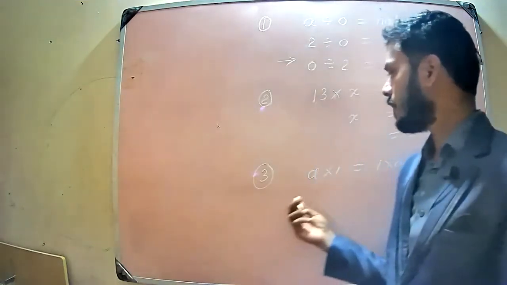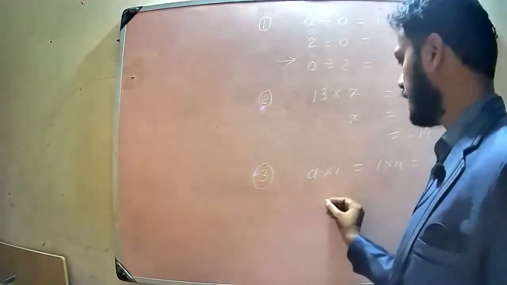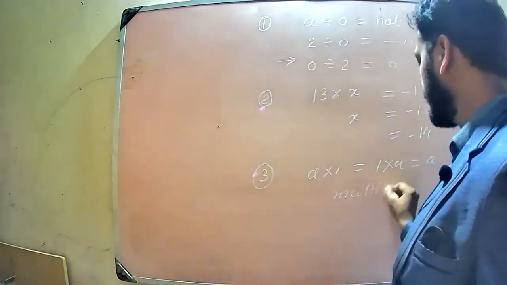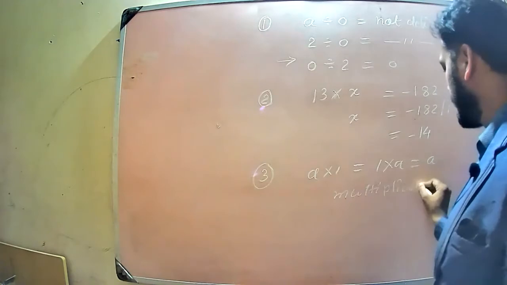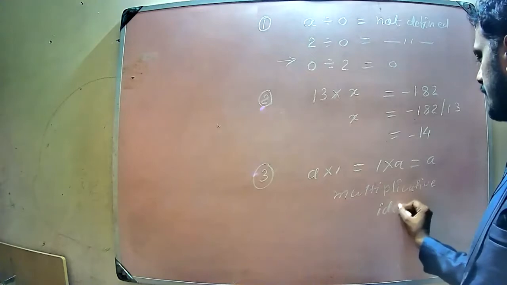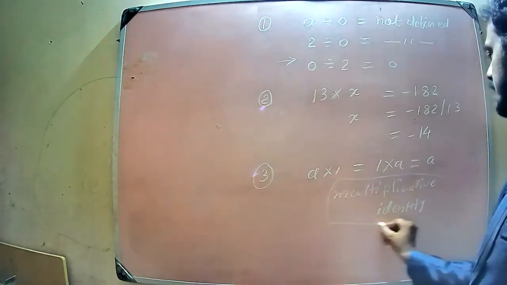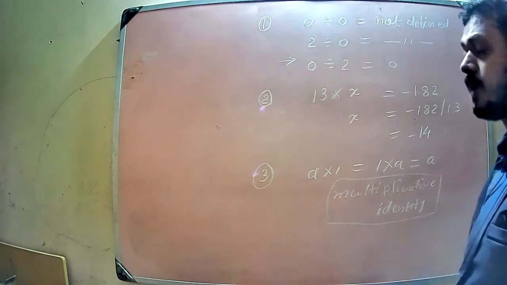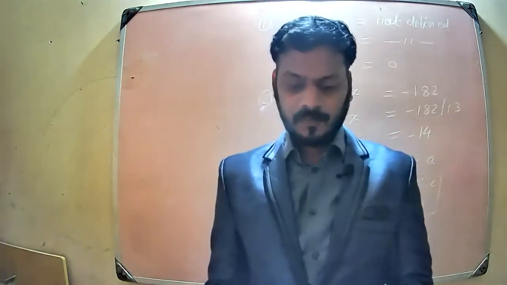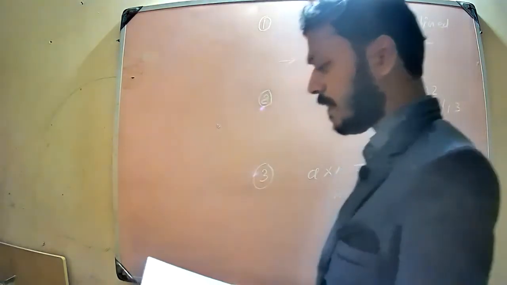The property used in this problem is the multiplicative identity of integers. So we can write here multiplicative identity. What is multiplicative identity? This property means that if any integer is multiplied by 1, the answer becomes the integer itself. Now jumping to question number 4.